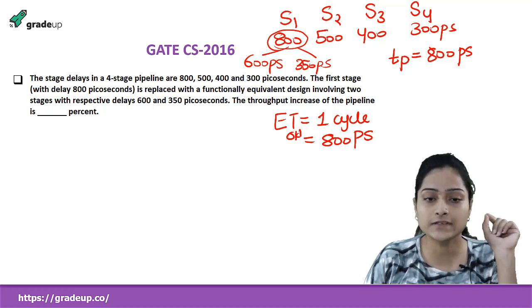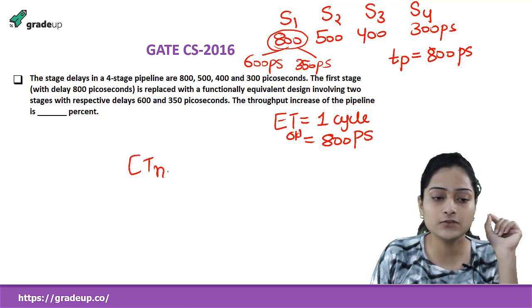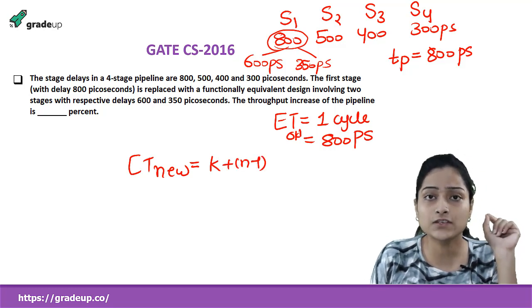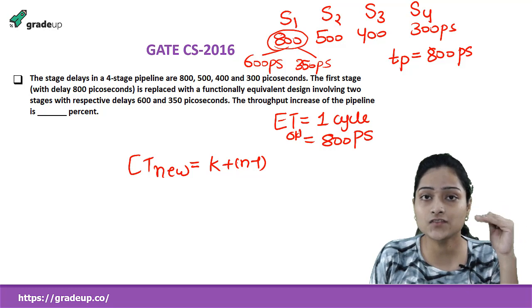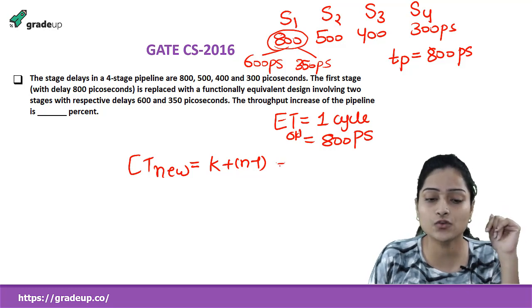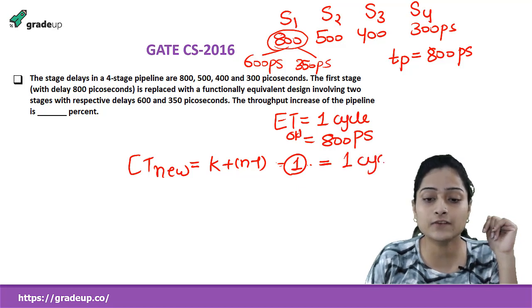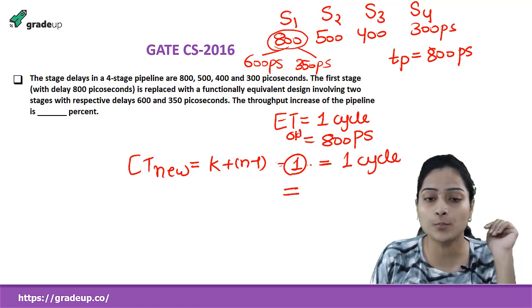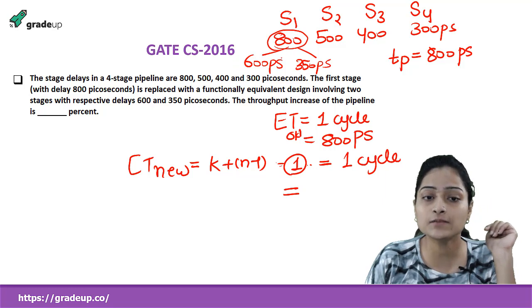Now your new system is having 5 stages: 600, 350, 500, 400 and 300. Now the ET of the new system is always k plus n minus 1 for executing n instructions. But here we are generalizing the case. We are going to execute only 1 instruction. For this 1 instruction, your execution time is 1 cycle. And tell me what is the time period of this cycle for the new pipeline which is obtained. It is going to take the stage with maximum delay, which is 600 picoseconds over here.